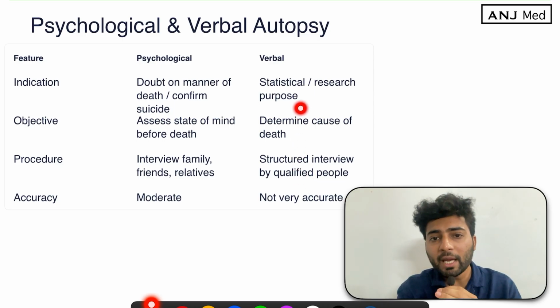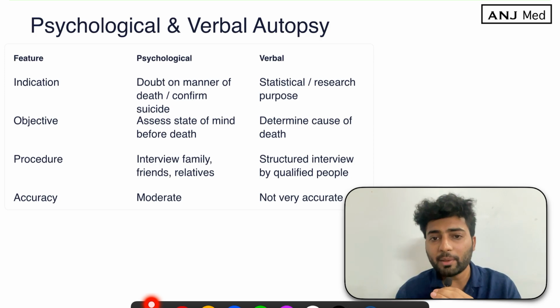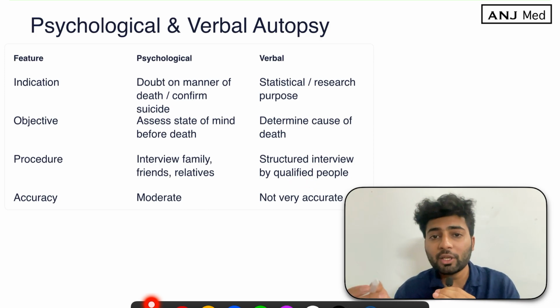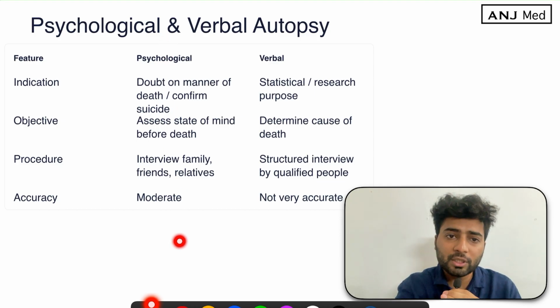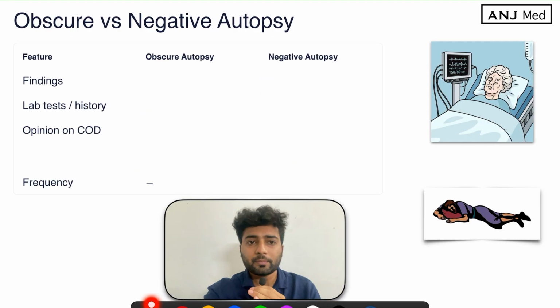So here we ask questions about everything, what type of drugs, what was happening. We also ask about his relationship with other persons, he might have been killed. So there are a lot of questions, but in psychological autopsy we just want to prove that it is a suicidal death. Now, obscure and negative autopsy.